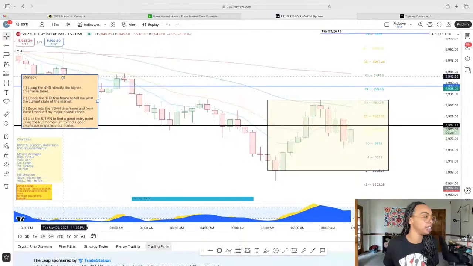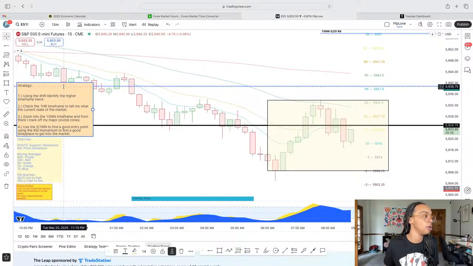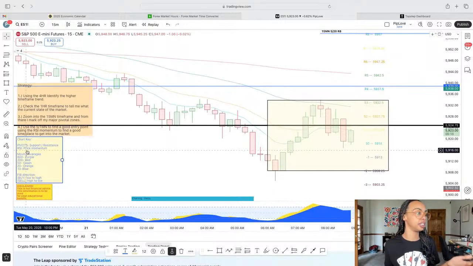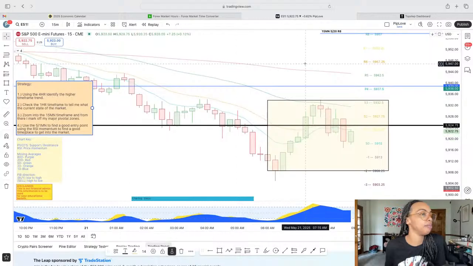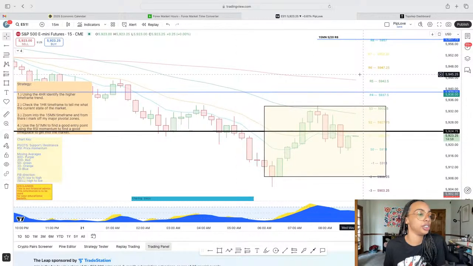So let's see. Let's put up our strategy here. This is kind of where we use, and this is just a quick little 4 steps. There's more that goes into it, but there's our strategy right there. And then this is our chart key. So what do we use everything that's on our chart for? What are we using our moving averages for? Our pivots, our RSI, all that good stuff. But yes, we're on the 15-minute time frame and we're setting up our intraday trades.